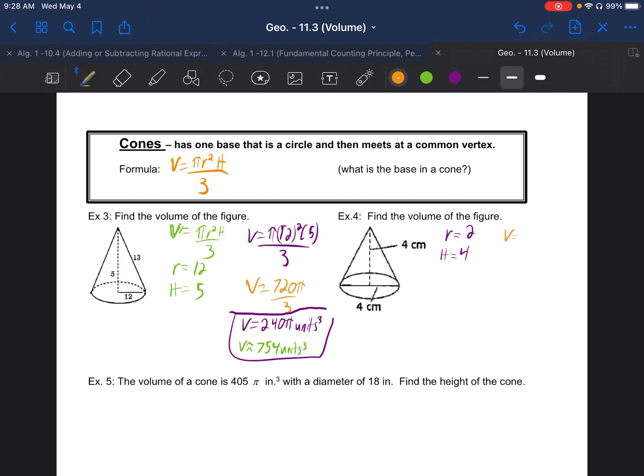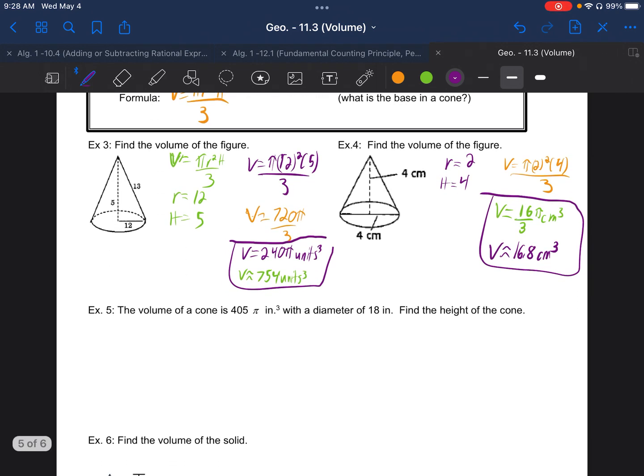So volume is equal to pi times 2 squared times 4, all divided by 3. So in terms of pi, if we simplify that, we end up getting volume to be 16 over 3, aka 5 1/3, or 5.3 repeating, pi cubic centimeters. Or to the nearest tenth, would be approximately 16.8 cubic centimeters, depending on what you're asked for.